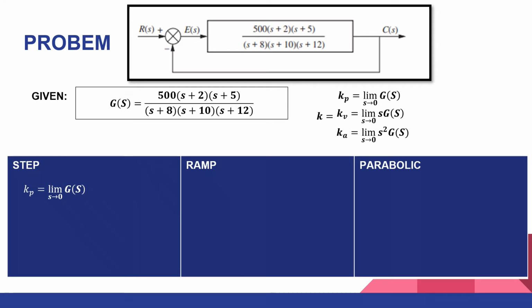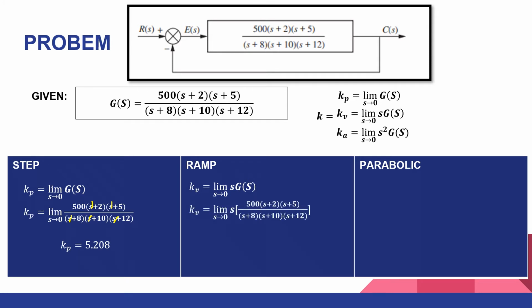Simply replace G(s) with the given function. Since we're in limits, we just need to evaluate by turning the s into zeros and solving for Kp. In this case, Kp will be equal to 5.208. For ramp, the process is the same but with the additional s, so just multiply it by s. Since s approaches 0, it becomes automatically 0, as well as for the parabolic. So basically, Kp is 5.208, Kv is equal to 0, and Ka is equal to 0.